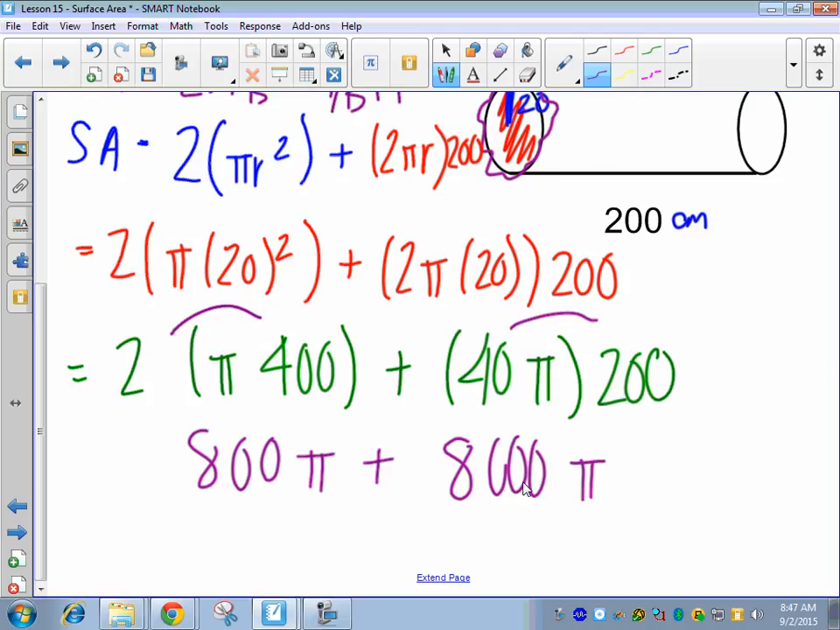So now we have 800 pi plus 8,000 pi. Our final answer should be 8,800 pi. We were in centimeters, so we want to have centimeters squared.